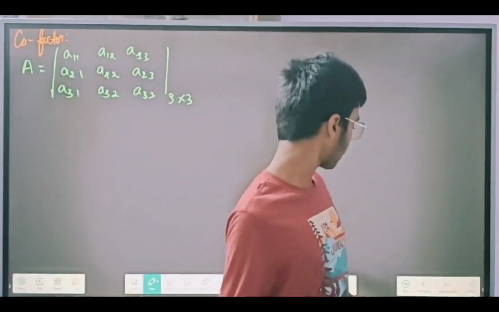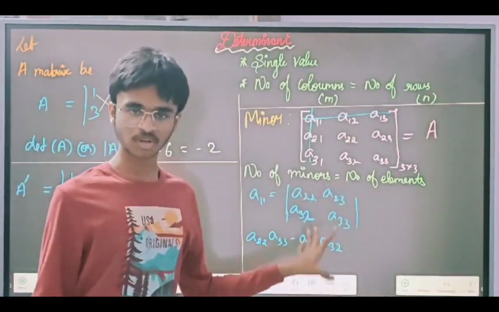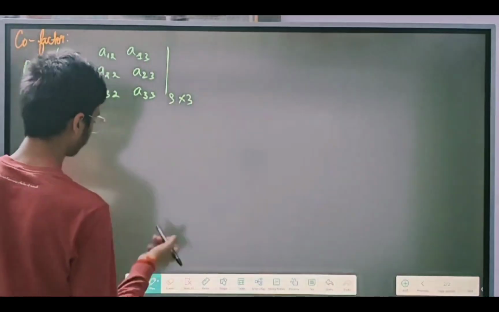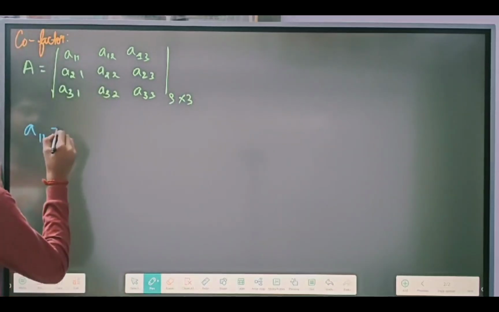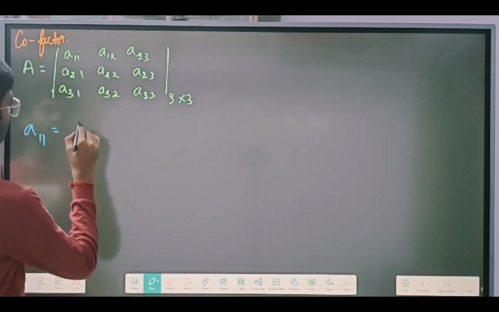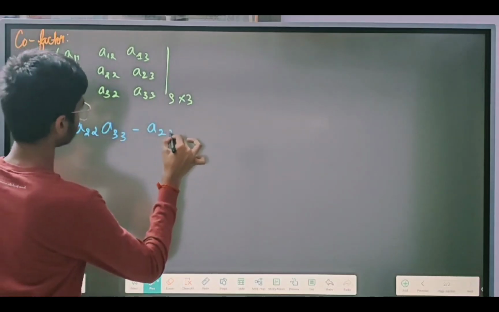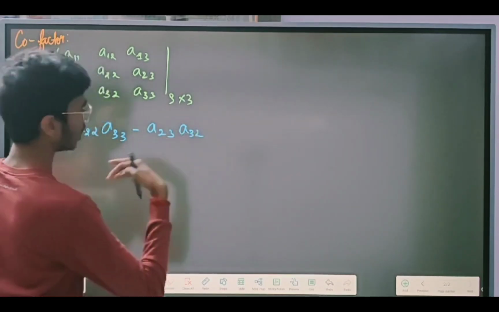And I've said I have to find a minor here itself. This is how you have to find a minor. I'm going to take the minor of A11 itself, since I've already found that. A11 is equal to A22 into A33 minus A23 into A32. Like this it is going to be.